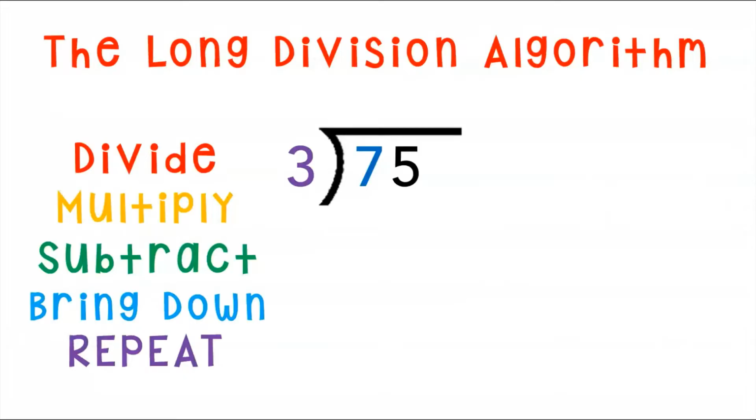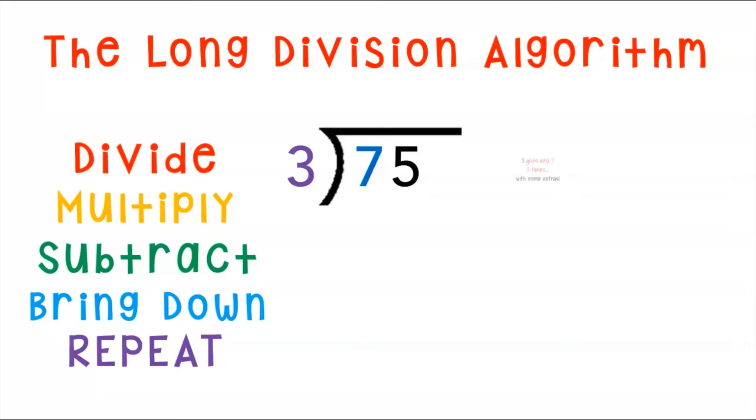Let's see the long division algorithm in practice. The problem is 75 divided by 3. 75 is the dividend, and 3 is the divisor. So the algorithm says we divide, multiply, subtract, bring down, and repeat. Let's start the process. First, we divide.